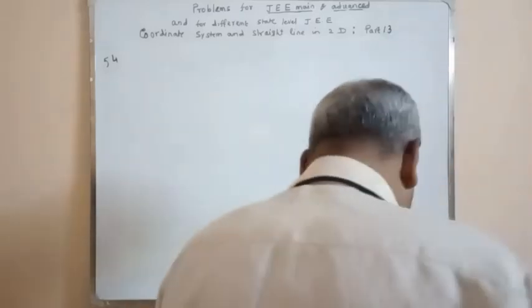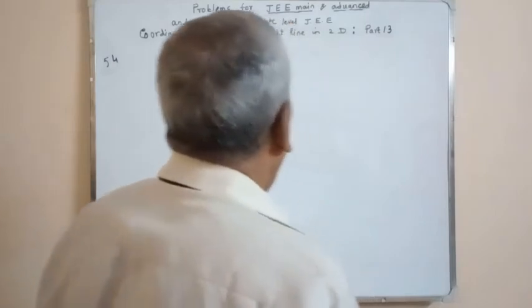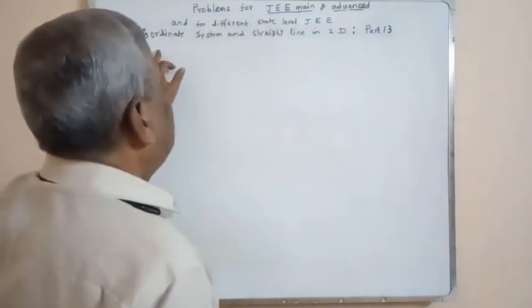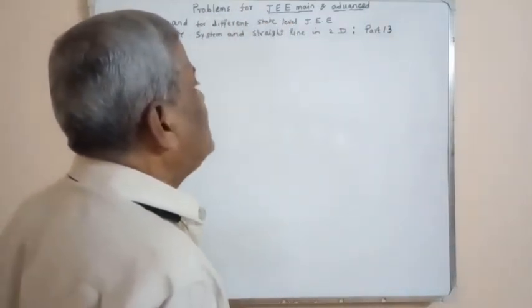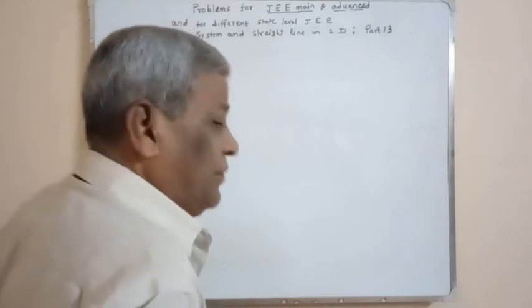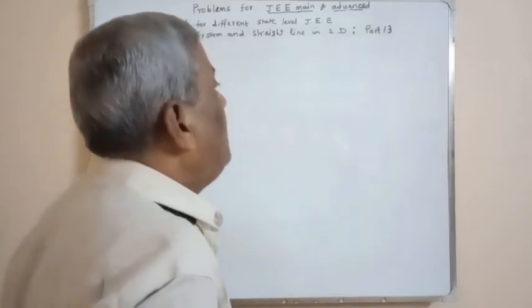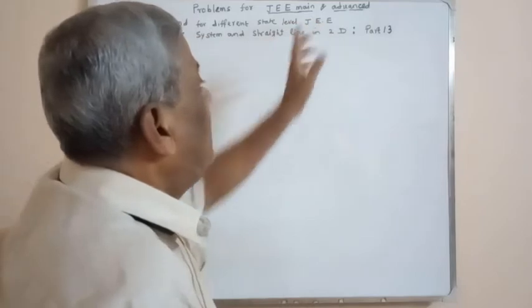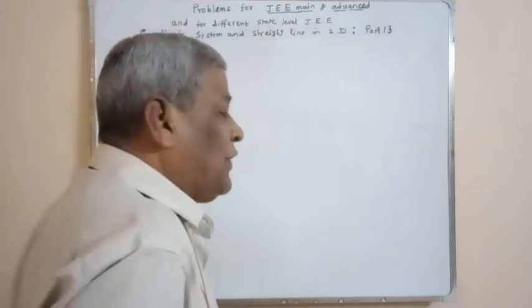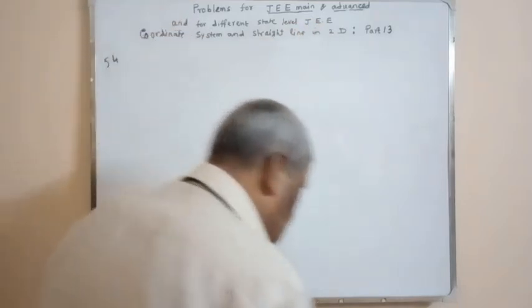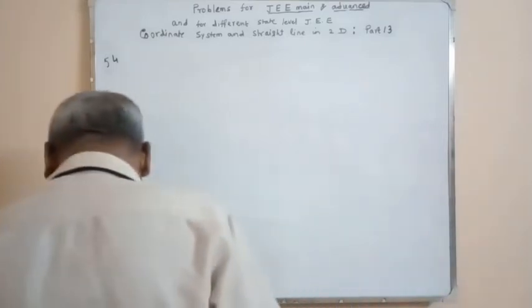Today is part 13 of the chapter Coordinate System and Straight Lines in Two-Dimensional Geometry. It is for preparation of JEE Main Advanced and for different state level joint entrance examinations.